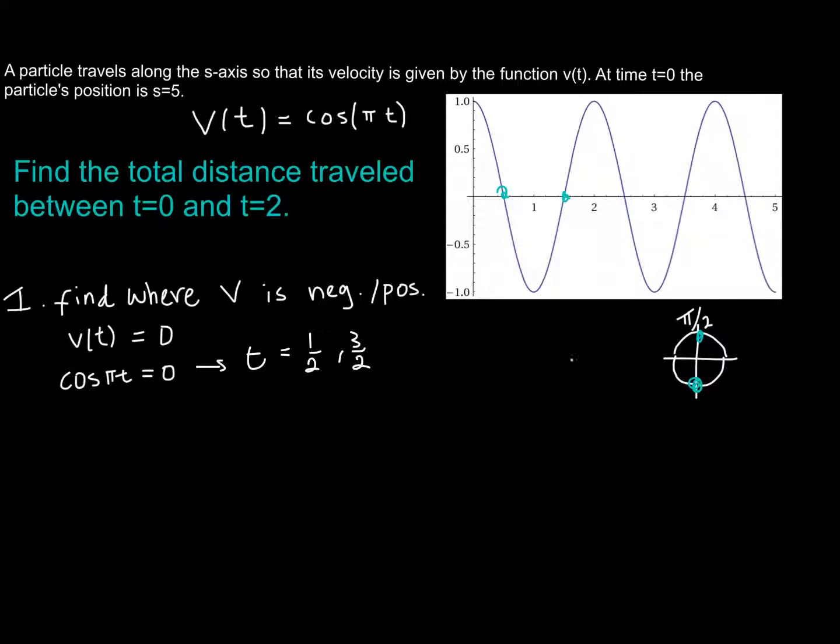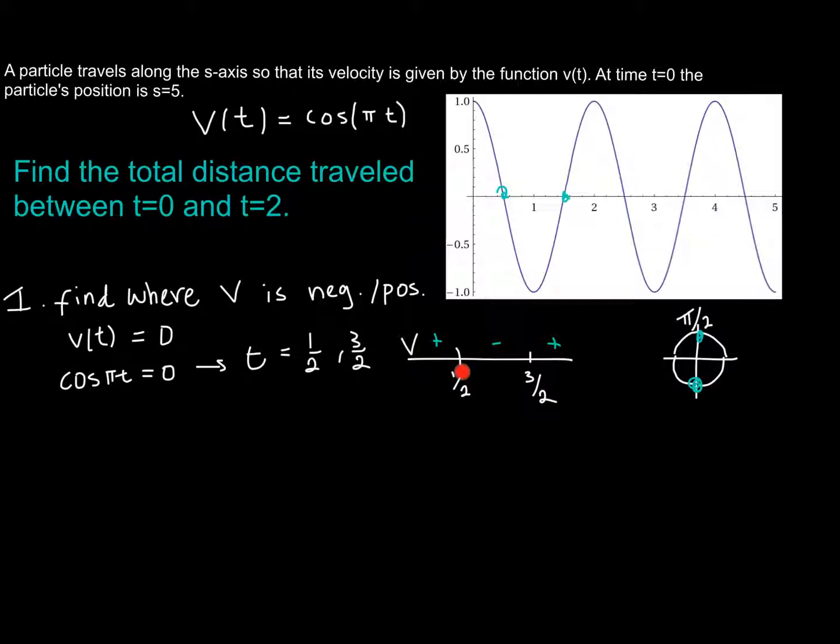And if I make a quick sign chart for my velocity, I can plug in a couple values in between here, or I can just look at the graph. That can save us a little bit of time. It's positive, negative, and positive.